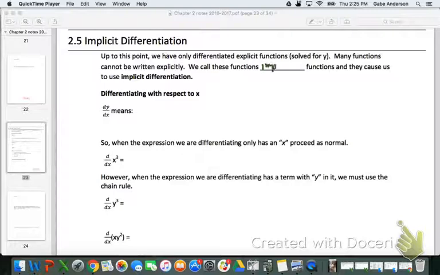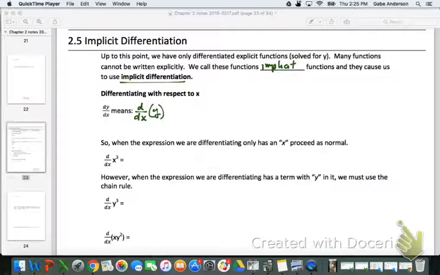These would be functions where, like I said before, the y is not solved for, or it's impossible to solve for it. In order to find a derivative associated with an implicit function, we have to use what's called implicit differentiation. So let's review what some of this notation means. dy dx means d dx of y, d dx of some function y.